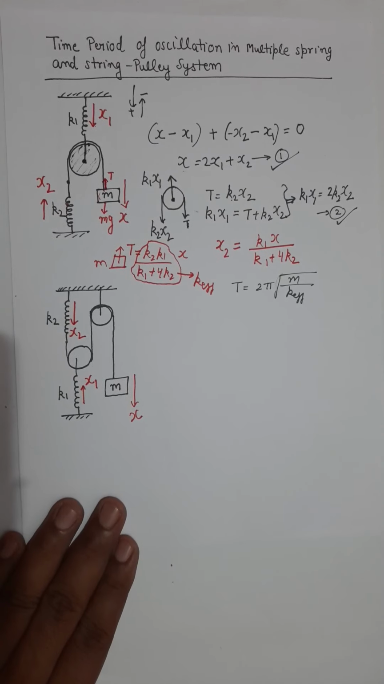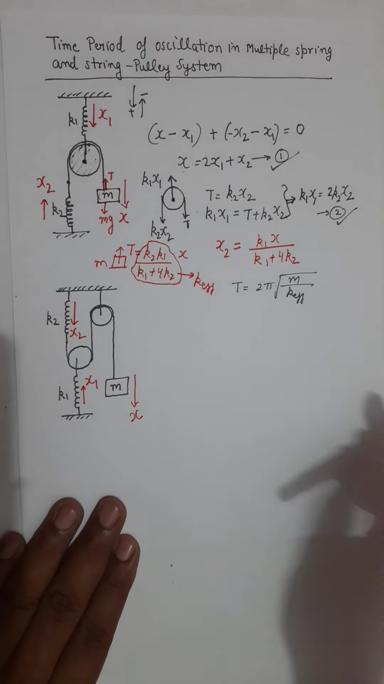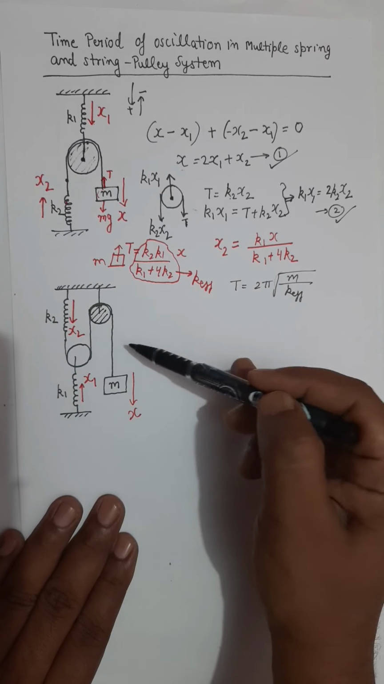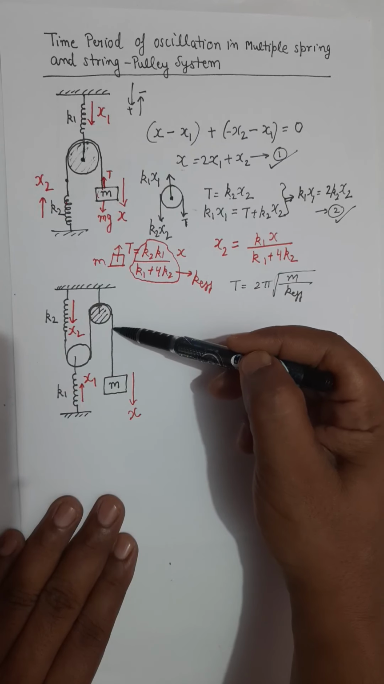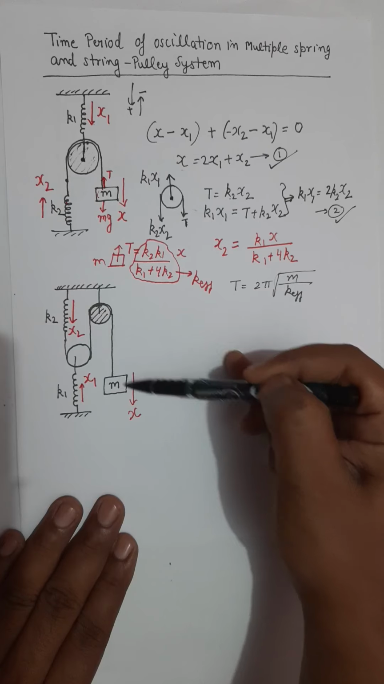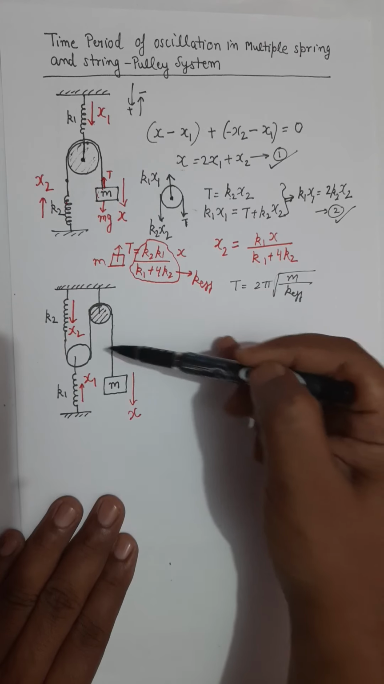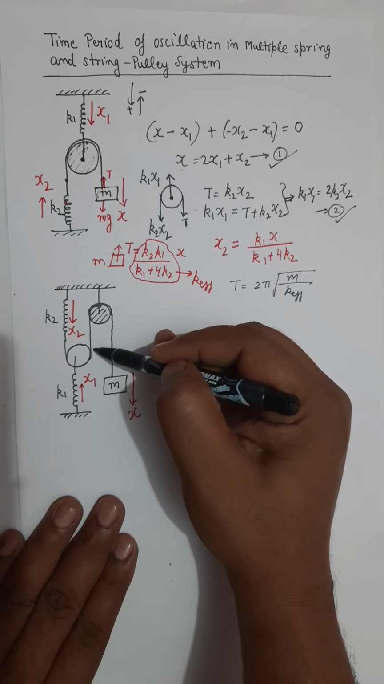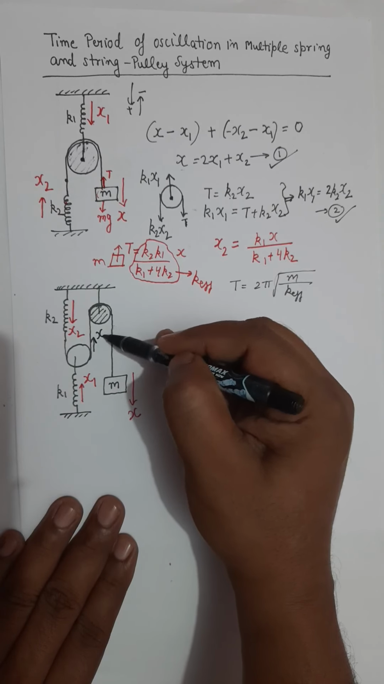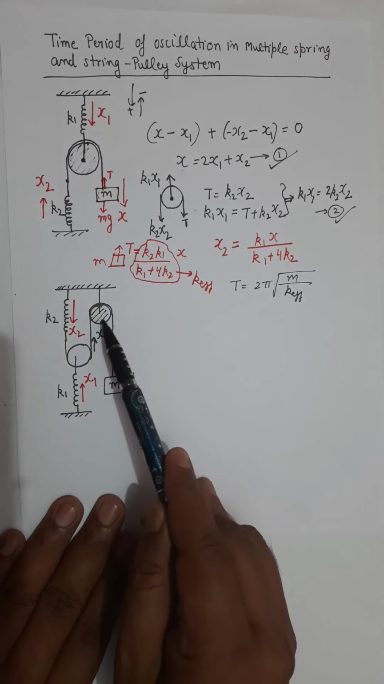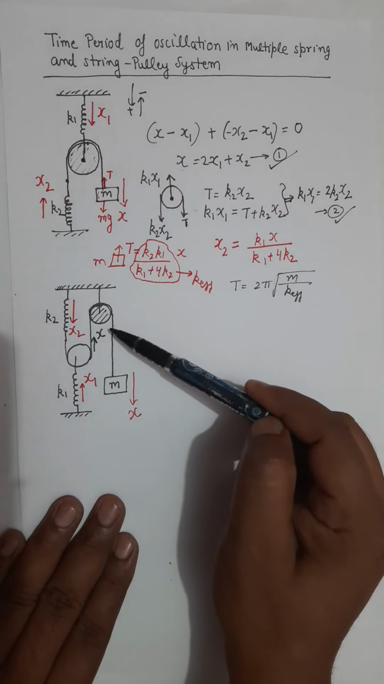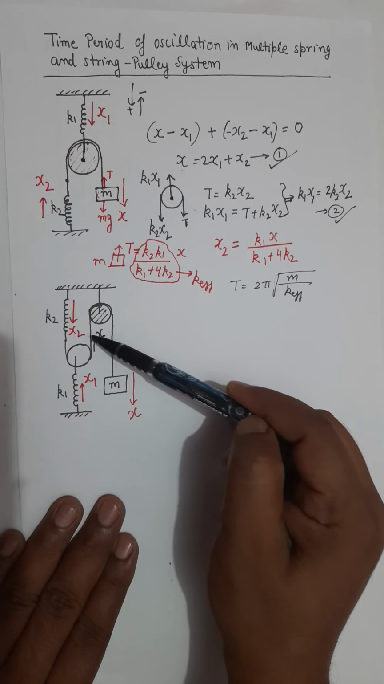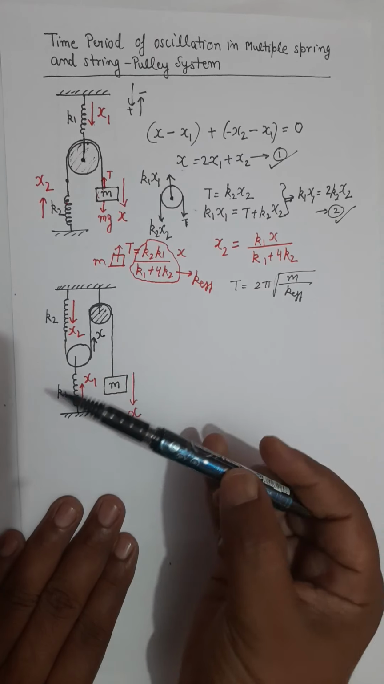How can we write the constraint equation is as follows. This pulley is at rest. So if the string on right side of the pulley goes down by a distance of small x, the string on other side of this pulley will rise up by a distance of small x. Notice that this pulley is a stationary pulley. So if the string on one side goes down, string on other side must go up by the same distance.